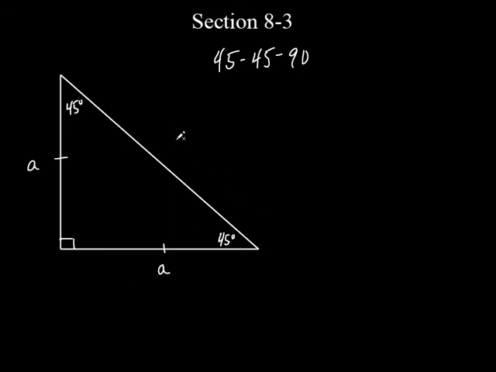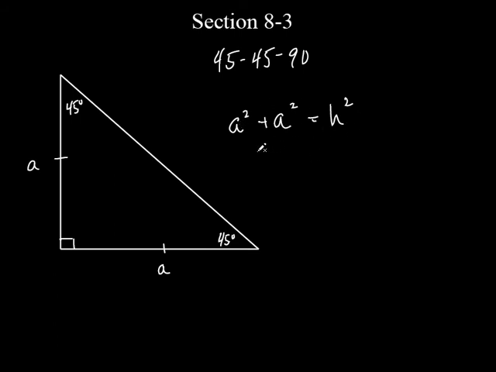What I want to do is see a relationship between this hypotenuse and the two legs. We already know the Pythagorean Theorem, correct? So if I wanted to find out what this hypotenuse was in relationship to these two legs, I would go a squared plus a squared equals, let's call it h for hypotenuse, squared. So a squared plus a squared equals h squared.